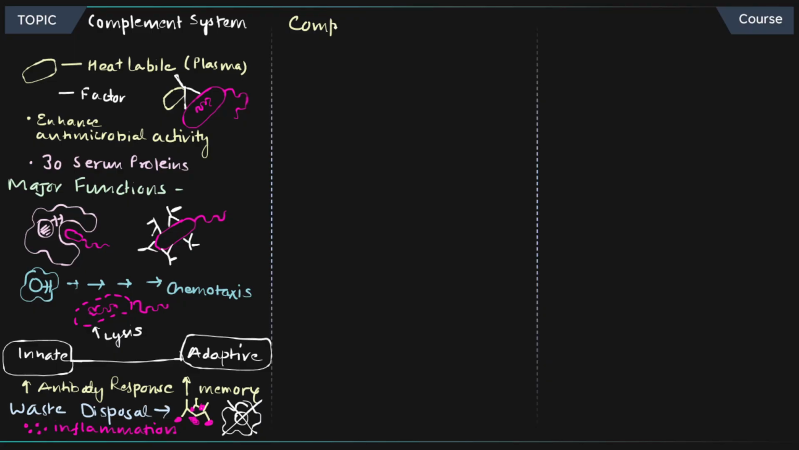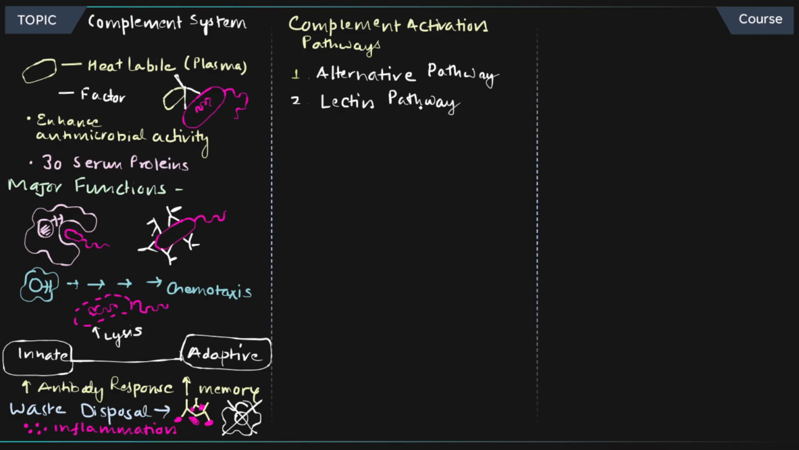Okay, now let's talk about complement activation pathways in general. Let's understand the introductory features of complement activation pathways. There are three pathways. The first one is the alternative pathway. The second one is the lectin pathway. Easy to remember, right? The third one is the classical pathway. And what are the common features associated with the complement pathway? Let's talk about them one by one.